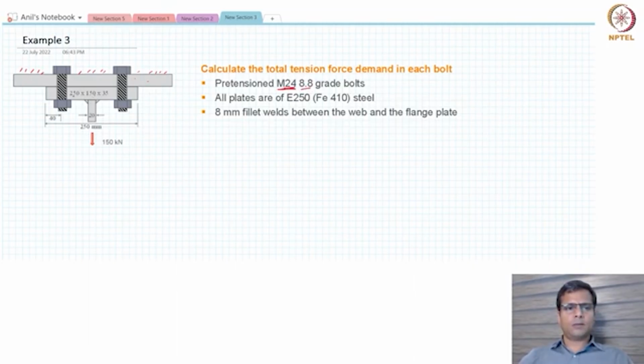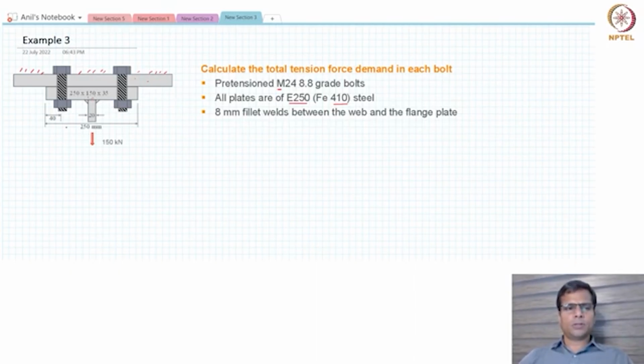This second plate's dimensions are 250 millimeter width in this direction. The depth is 150 millimeters. That 150 millimeter depth is supported by these two bolts, and thickness is 35 millimeters. The plate is made of E250 steel, so it has a yield stress of 250 MPa and ultimate stress of 410 MPa. Also, this web is welded to the flange using two 8 millimeter fillet welds as shown here.